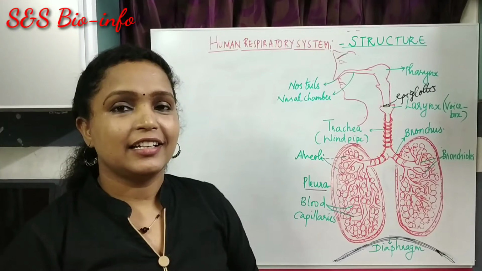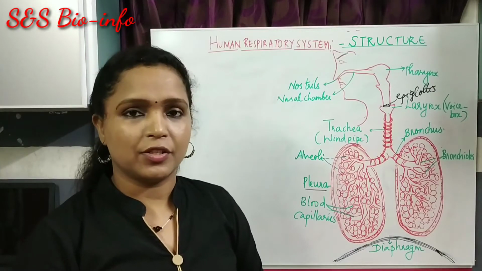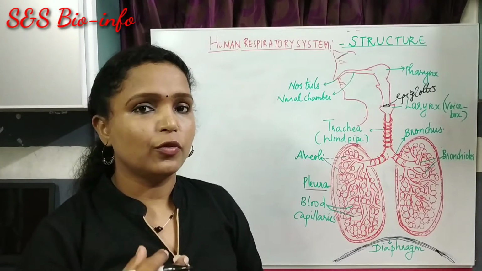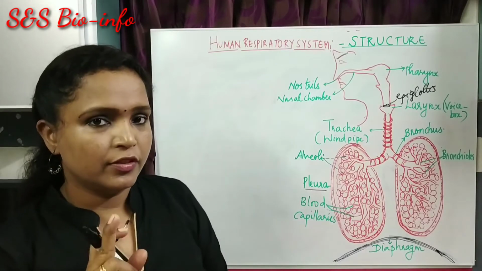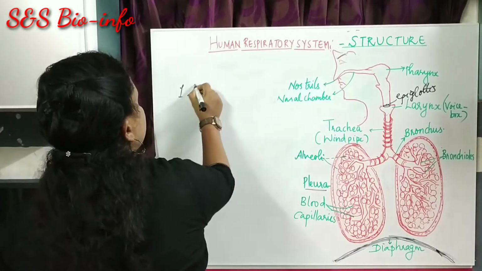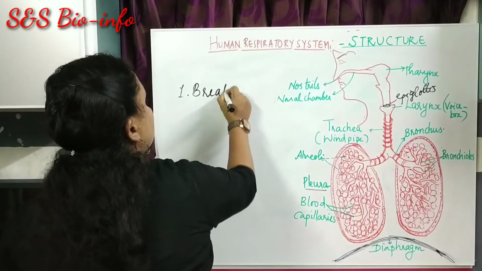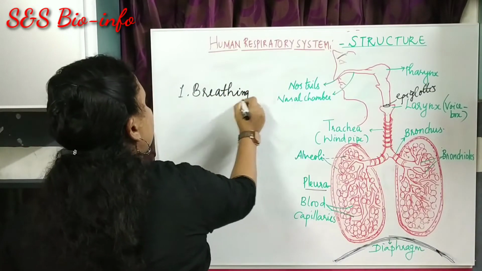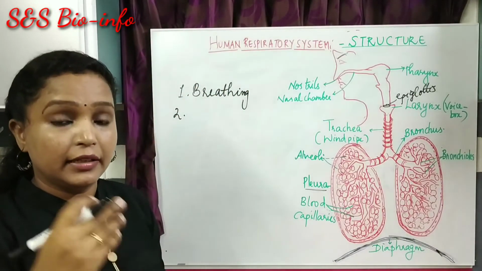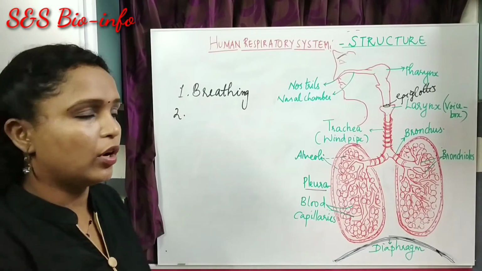Next, let's understand the function of the human respiratory system. Respiration involves mainly 5 steps. First of all, breathing. First one, breathing. Second one, gaseous exchange at alveoli.